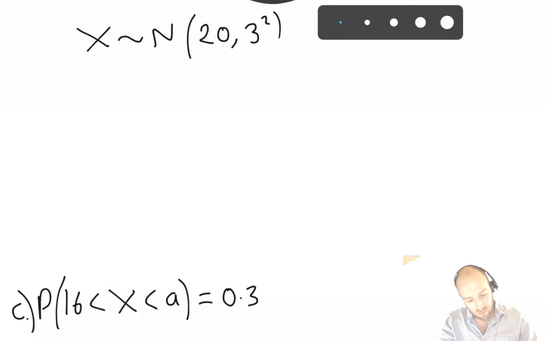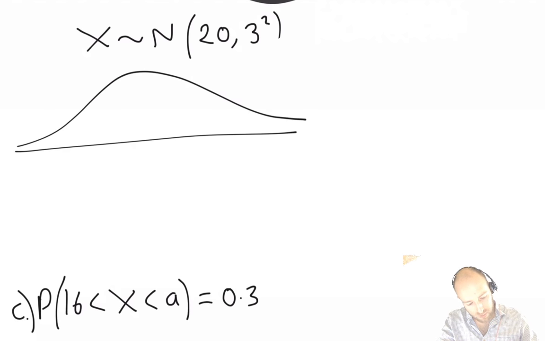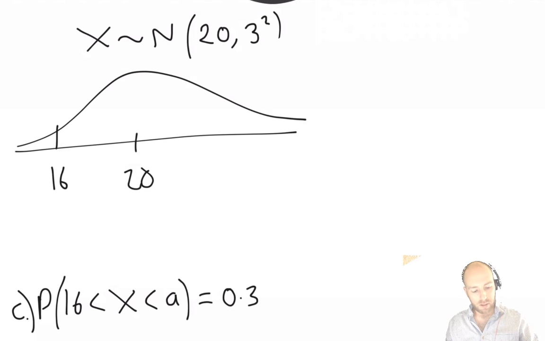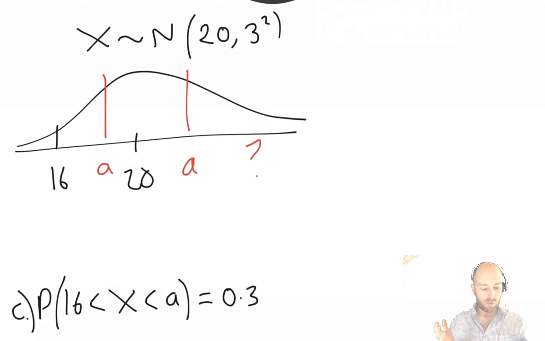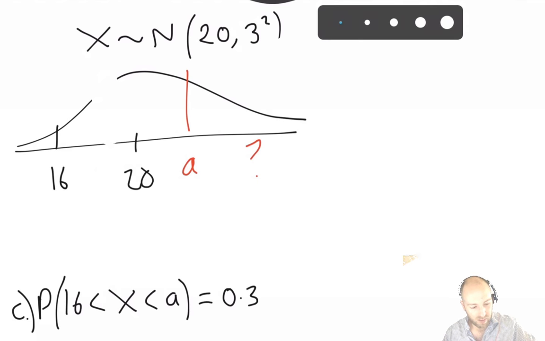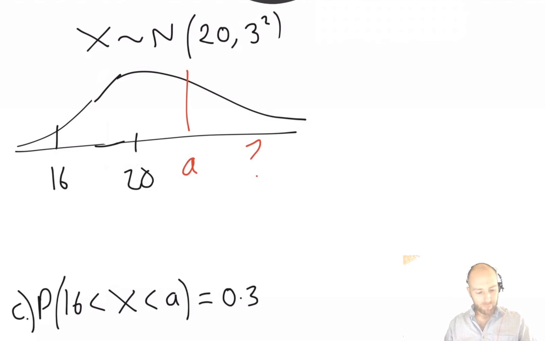Okay, so 20 in the middle. We're looking for the probability between 16 and A. Where's A? Who knows? A might be here, it might be here. Doesn't matter, not really. The probability between those two things is 0.3. So I'm just going to pretend it's the second option. I don't think it is, but whatever. That gives you a room. I'm going to say that's 0.3.